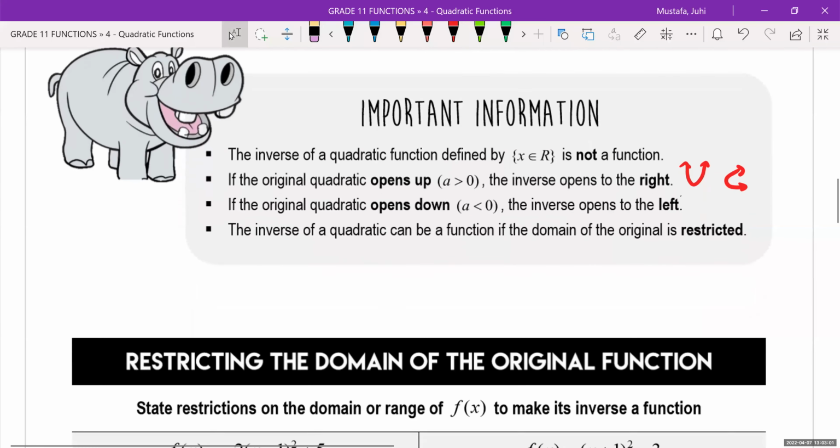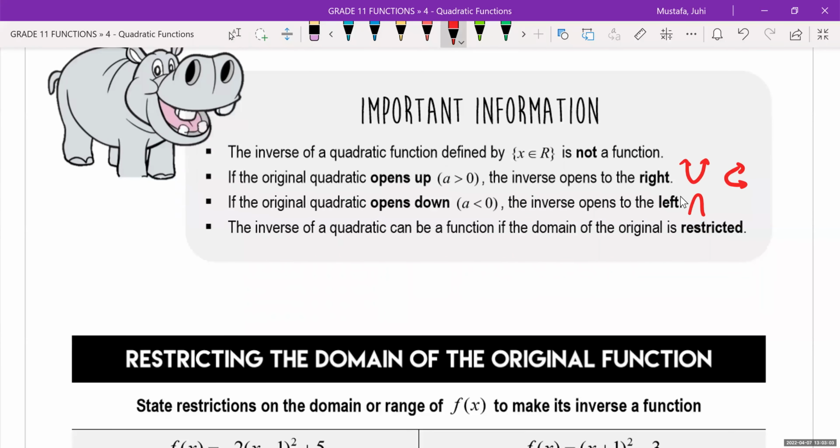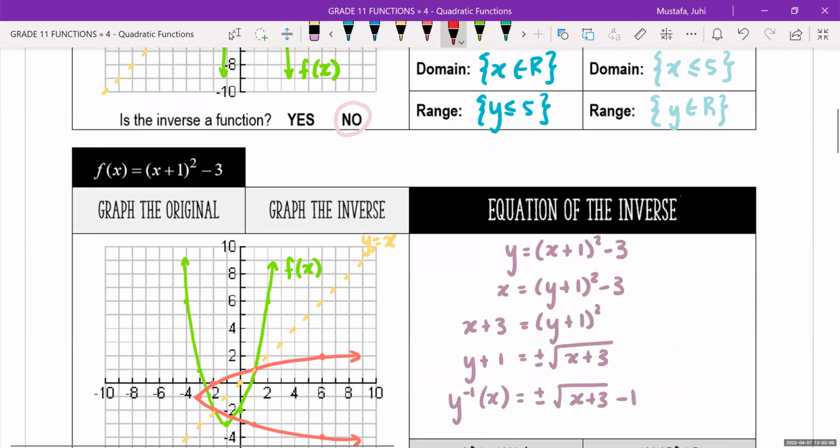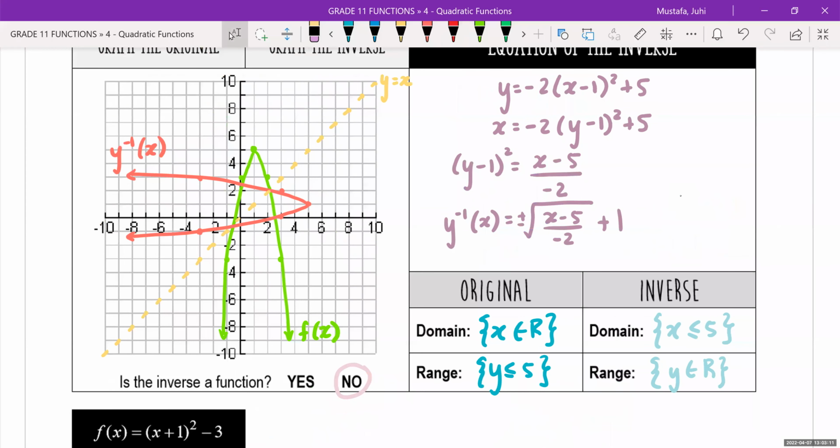The next rule: if the original quadratic opens down, so if it looks like this, the inverse is going to open to the left. So again, prove this to yourself. Go back to example number 1. In example number 1, the original parabola in the green opened downwards, and so the inverse opened to the left. So up is right and down is left, kind of like clockwise.